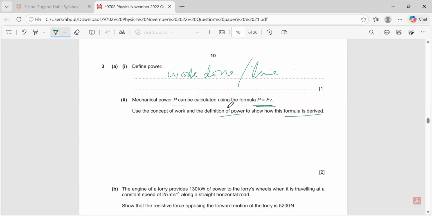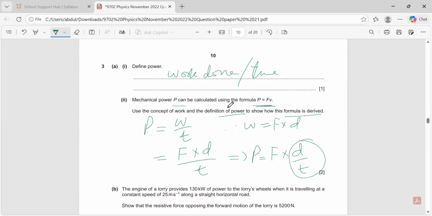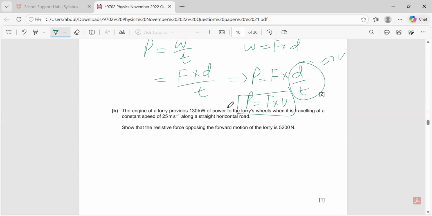For that purpose, my dear friends, simply you can write the equation of power, which is equal to work over time, and then you can write work is equal to force times distance, over time. Now, my dear friends, power will be equal to force times distance over time. And what is distance over time? That is equal to speed. So simply power is equal to F times v. That's for 2 marks. We have done it many times. No need to waste a lot of time.